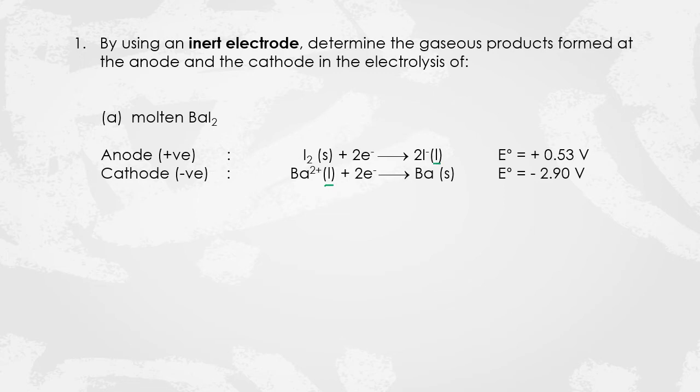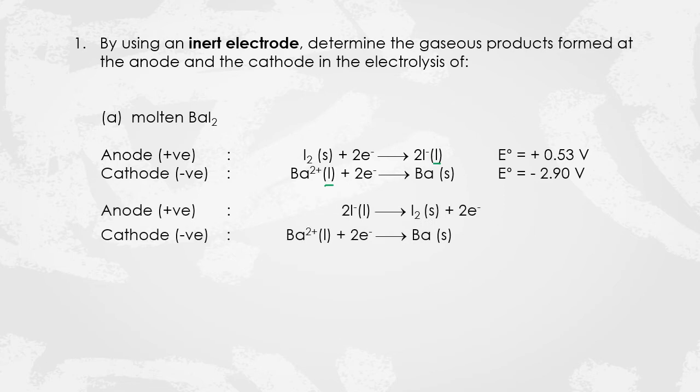Since we have no other options to be selected, we take the anode and write it according to oxidation as 2I- in liquid state to give I2 solid plus 2 electrons, while the cathode undergoes reduction. Keep the previous half-cell equation and write it again. Then you're going to have 2 electrons on both half-cell equations.